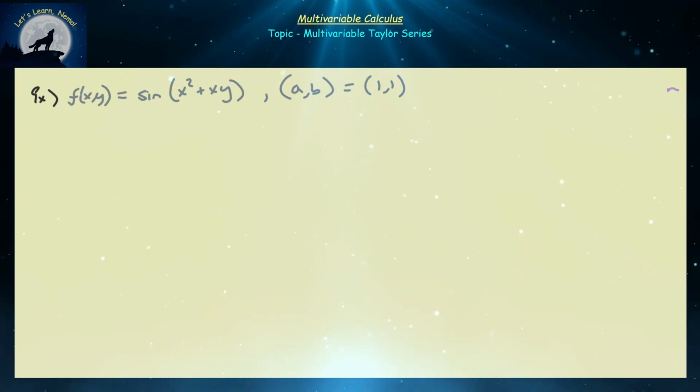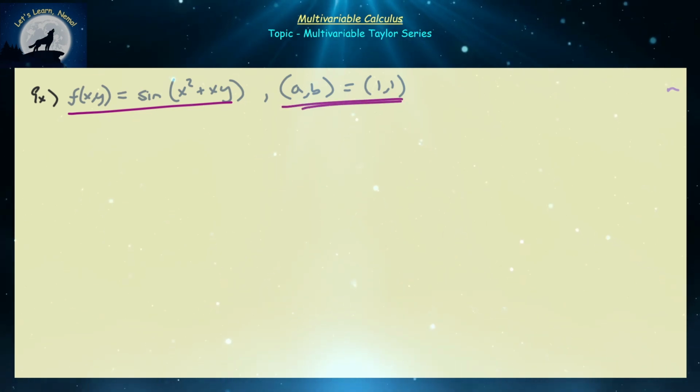So let's assume that our function of interest is sine of x squared plus xy. And let's assume that the point of interest that we desire to approximate around is the point (1, 1). So how are we going to do it?